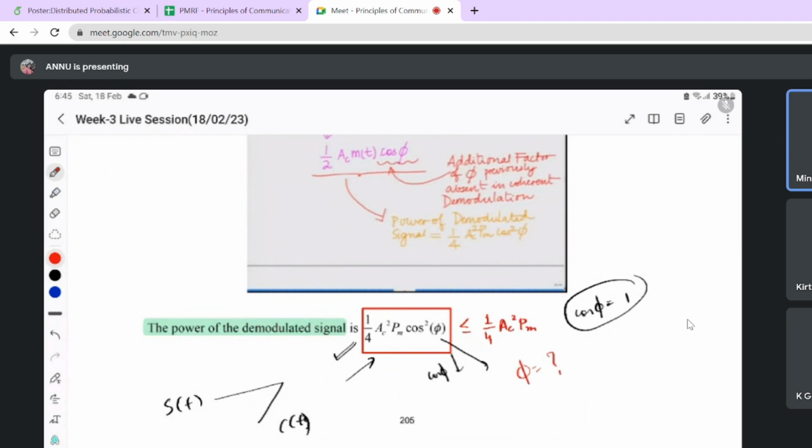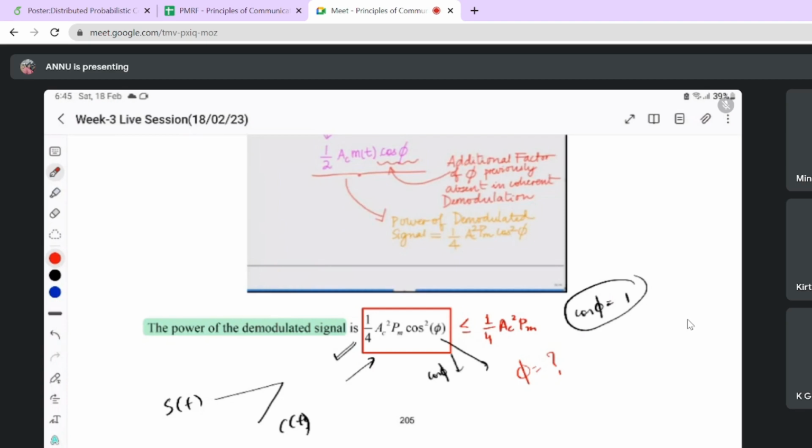Ma'am, it will actually depend on the distance between the person and the mobile tower. See, it will be variable.